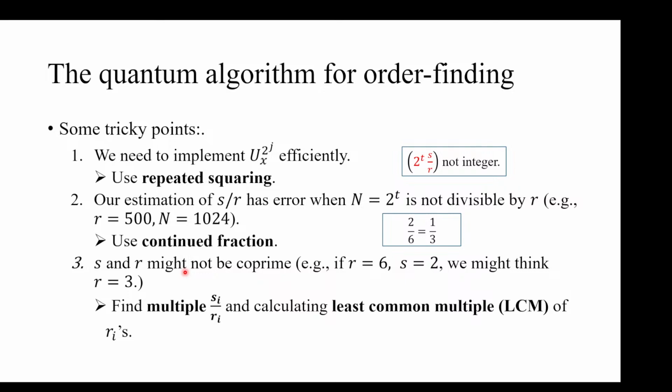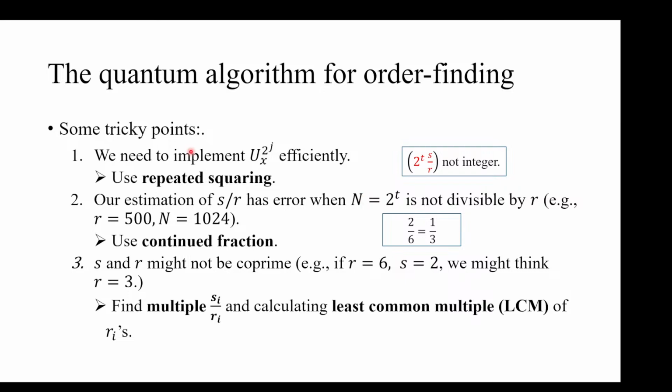Any question? If not, then we talk about there are 3 tricky points about this order finding. The first one is we want to do phase estimation efficiently. We talk about this when we do phase estimation. We say we need to do this unitary to some exponential power very fast.